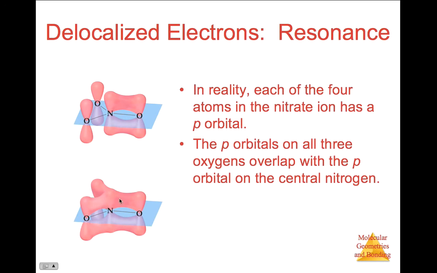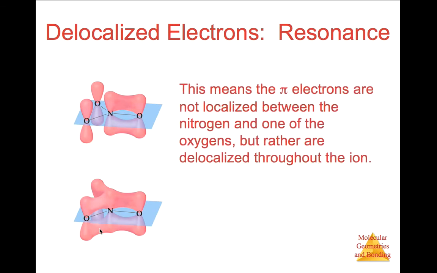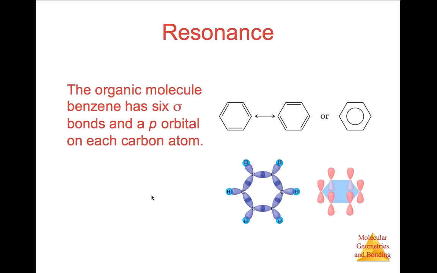So you can see here the p orbitals are overlapping, and they give like a third of a bond or so. This means that the pi electrons are not localized between the nitrogen and one of the oxygens, but rather they are delocalized throughout the ion, and that's why we say it's like a third of a bond, a third of a bond, a third of a bond, because the electrons are zooming between all of those different places.